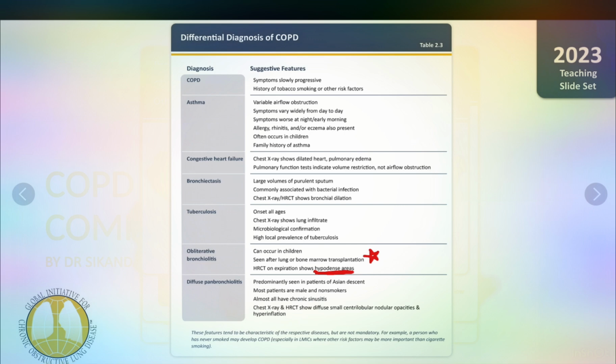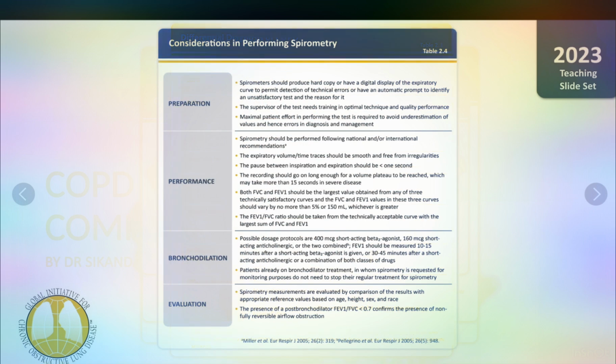So they are telling these features tend to be characteristic of the respective diseases, but they are not mandatory. For example, a person who has never smoked may develop COPD, especially in LMIC, where other risk factors may be more important than cigarette smoking. So they are not like they should be there. In most of the cases they are there, but they are not diagnostic.